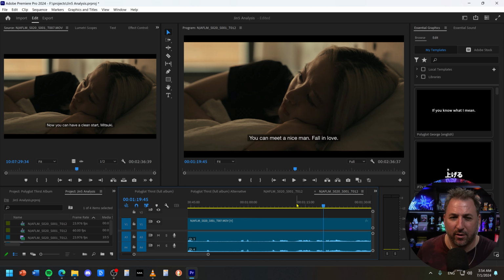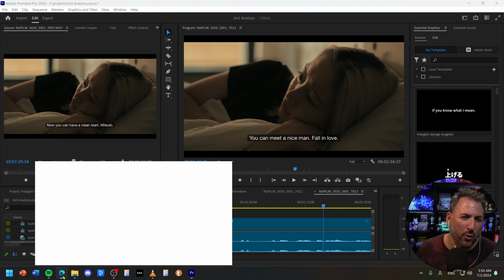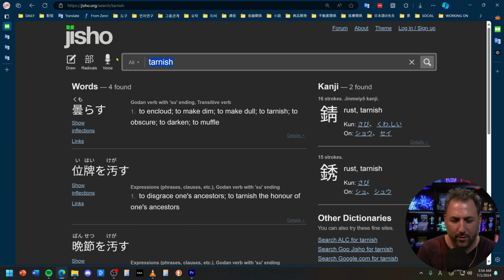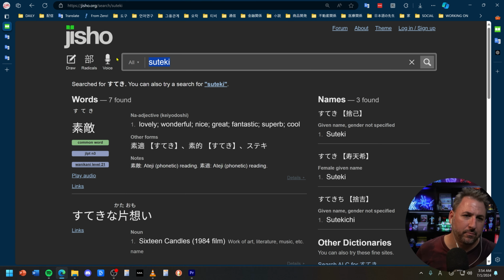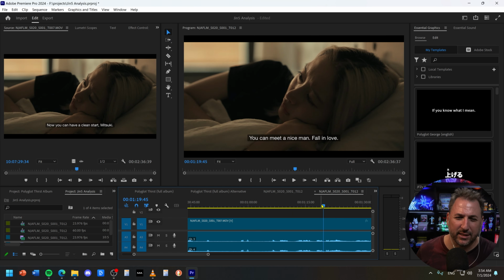I'm okay with that. You can meet a nice man. But suteki is more like wonderful. Lovely, wonderful. Nice is like the weakest version of all of these. A lovely, wonderful, superb, suteki. Like it's much more than just nice.